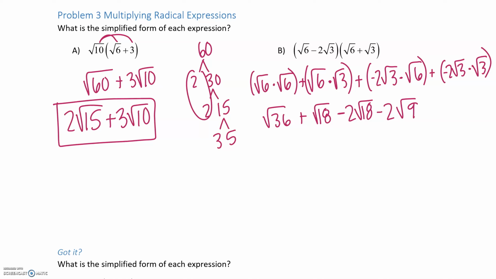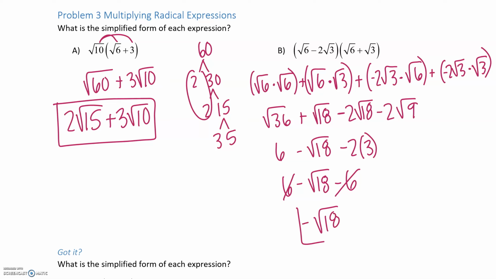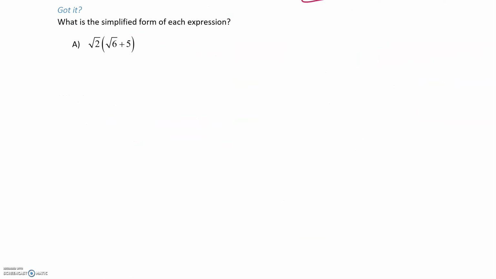So we are going to simplify this as much as possible. The square root of 36 is just 6. We have plus, we actually do not have plus. If we combine these two together, we've got positive 1 minus 2, that gives us minus the square root of 18. And then we have minus 2 times the square root of 9, which is 3. So we've got 6 minus the square root of 18 minus 6. So 6 minus 6 just cancels out, and we are left with negative the square root of 18. Okay, go ahead and try the got it problems.